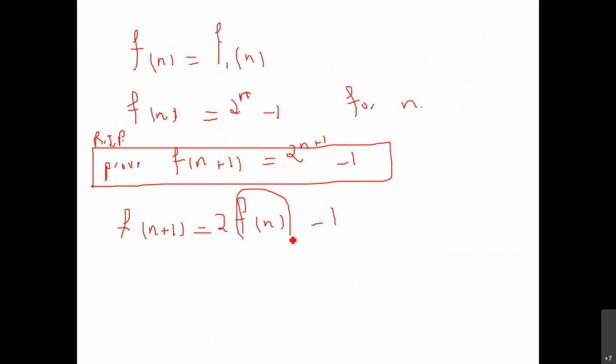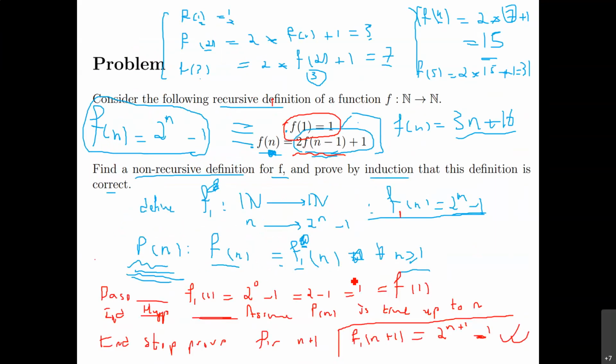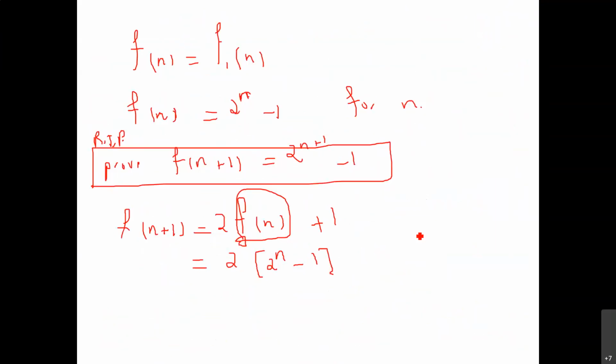This is our given. This is our assumption that f of n does equal f1 of n. So it equals 2 times 2 power n minus 1. Sorry, this is a plus 1 by their definition. So this is their definition. This is our assumption, and we have our plus 1. Let's expand and see what happens.